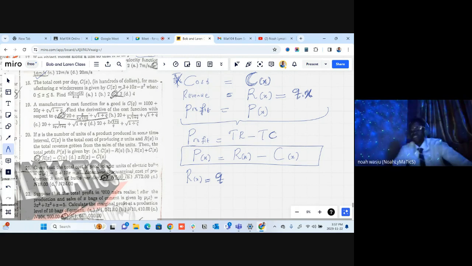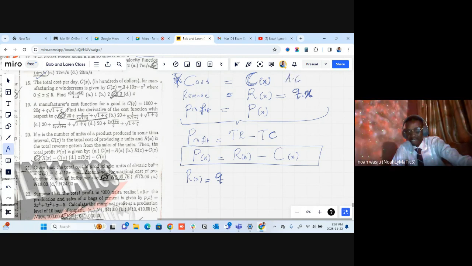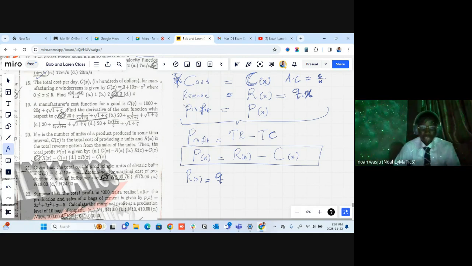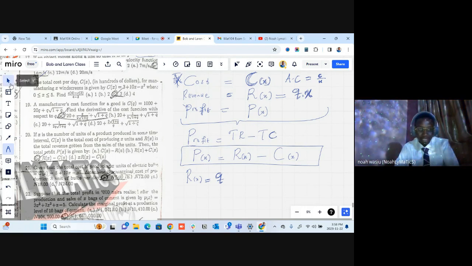We also have average cost. After cost, we have what we call average cost, AC. Average cost is always equal to the cost function divided by X. Just divide the same cost function that you have here by X. That's all. You can screenshot that or jot it down. If you don't, it's still inside the solution, in the PDF I sent you. Check the last page.